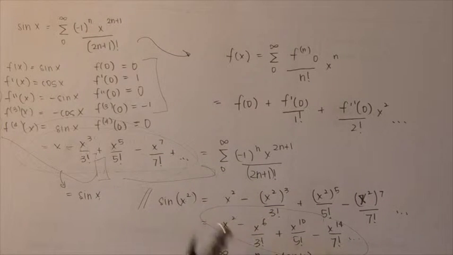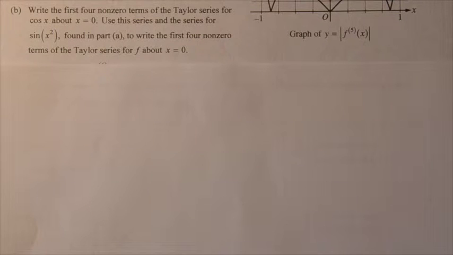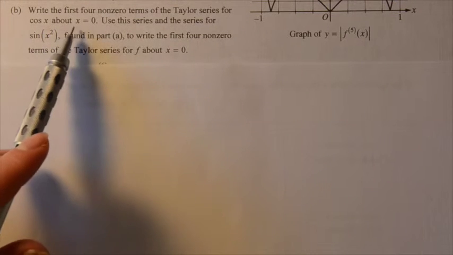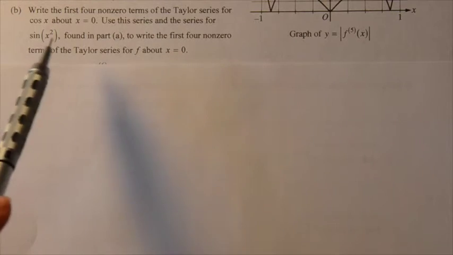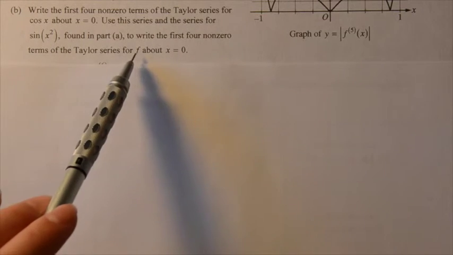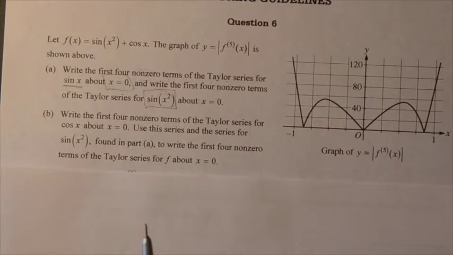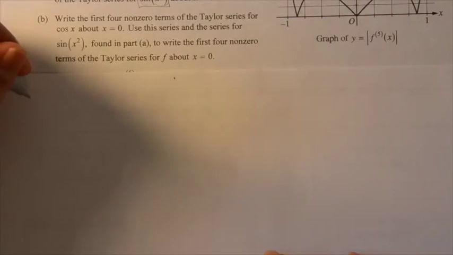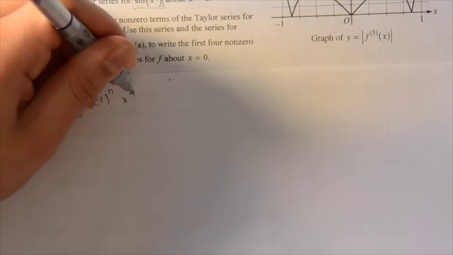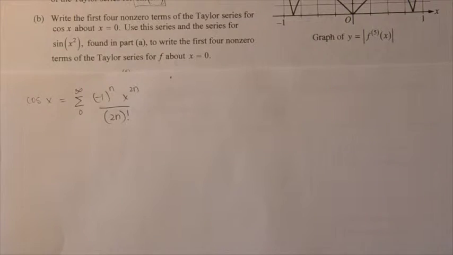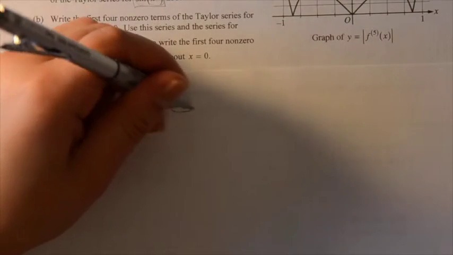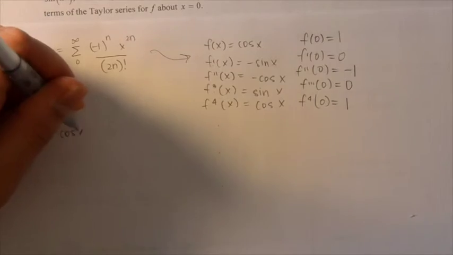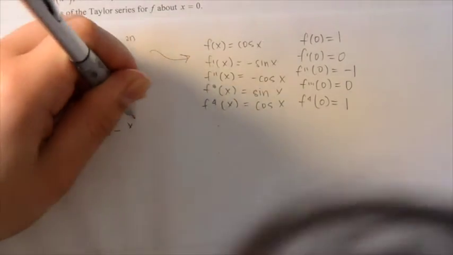Next, they ask us to do the same for cos of x about x equals 0 and write the first 4 non-zero terms for f, which was sine x squared plus cos x. If you had memorized what cos of x is in Taylor series form, then you would do this. Otherwise, you can quickly derive it here. As a result, cos x equals this.